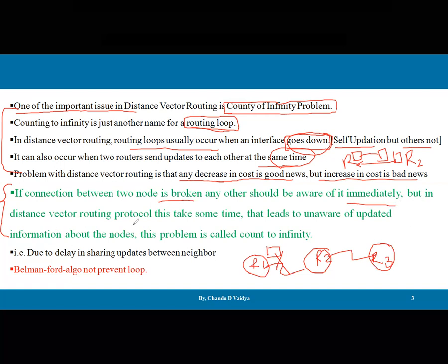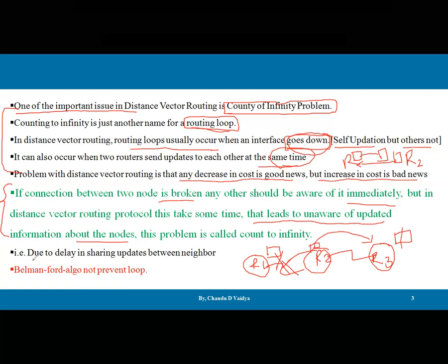But in the distance vector routing protocol, this takes some time because distance vector routing protocols work periodically. It takes some time, and that leads to being unaware of updated information about the nodes. This problem is called the count to infinity problem. Let's say the R1 and R2 link gets broken, and R2 immediately changes its database and routing table, but R2 never sends the message to R3, or by chance R3 has sent earlier packets. In this scenario, R3 never has an updated routing table, and this problem is called the count to infinity problem.